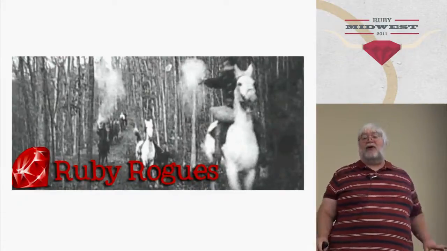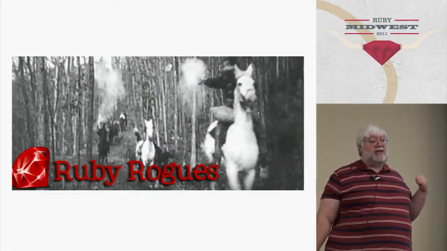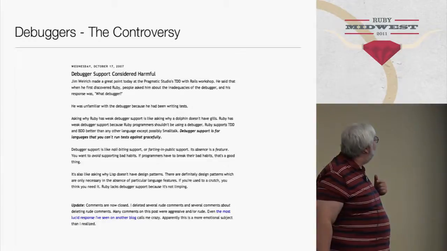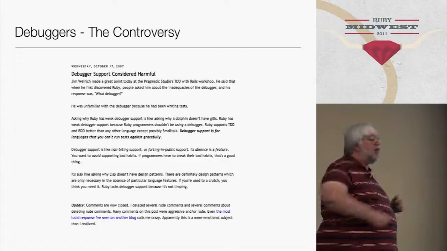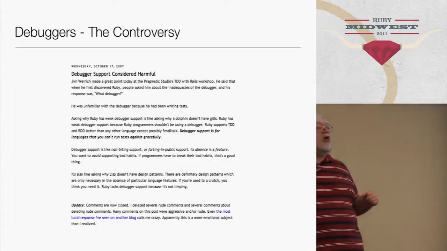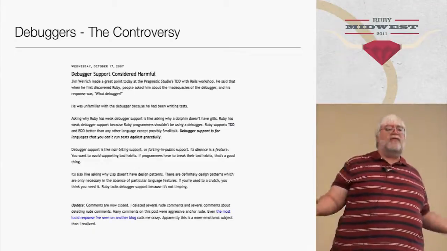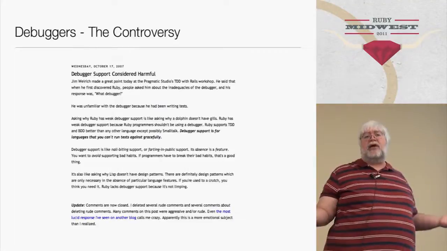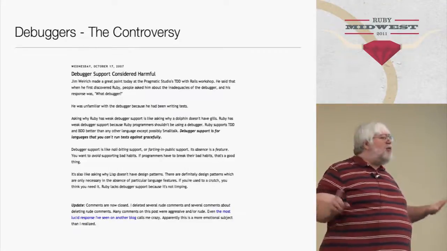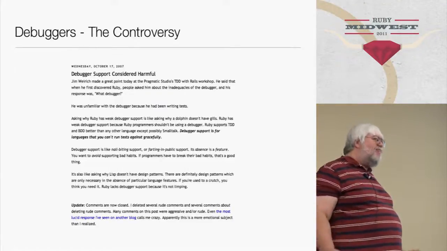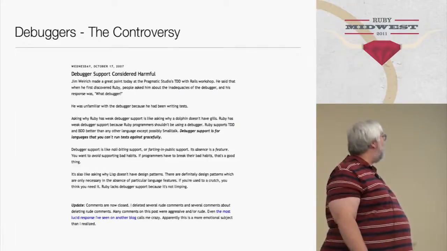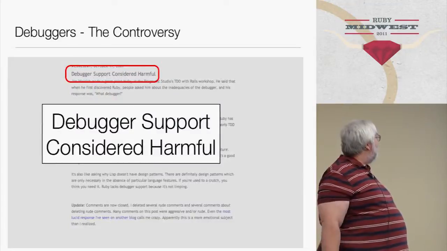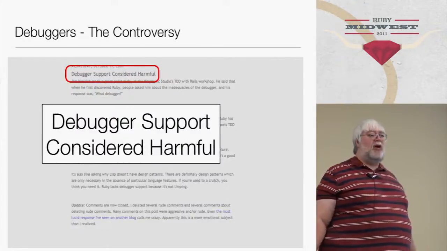Now, to be fair, these guys didn't start this. I started it. Back in October of 2007, I was teaching a class on test-driven development. And in that class was Giles Bowkett. Anybody know Giles? Yeah, okay. He's a character. A character, very good. That's a good way to say it. He wrote this article after the first day of class. And he said, debugger support is considered harmful.